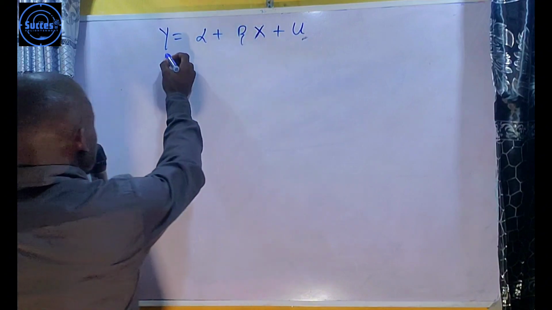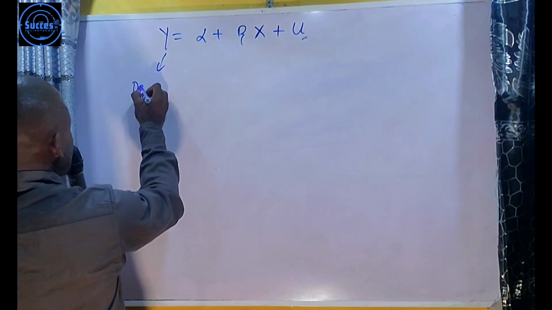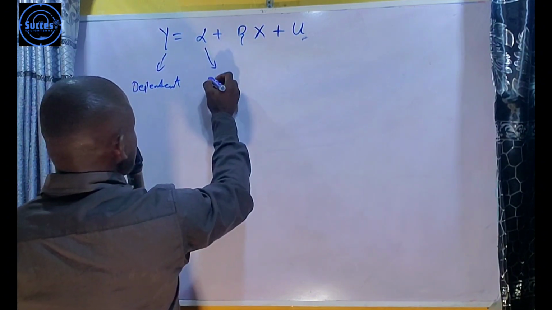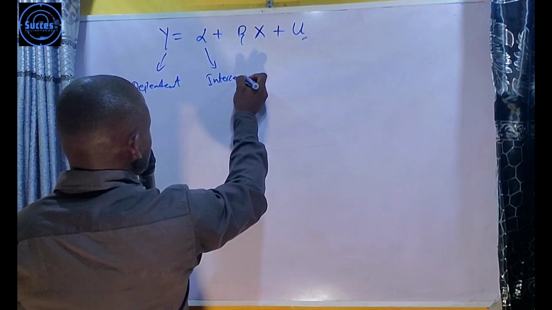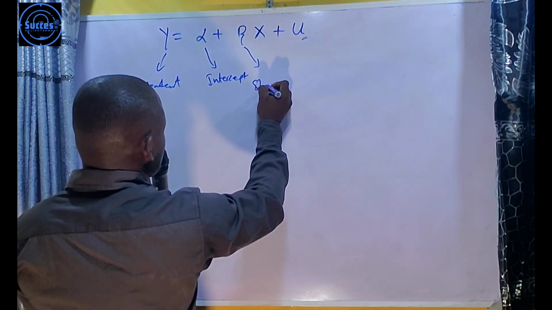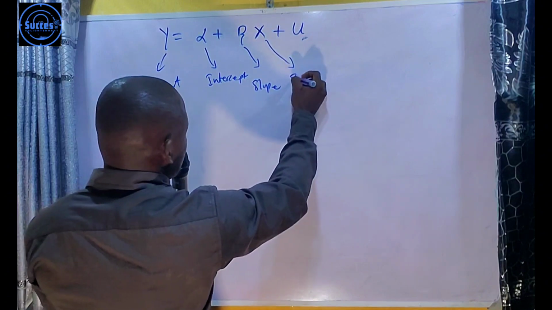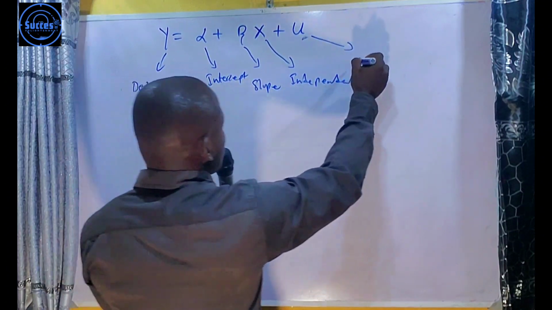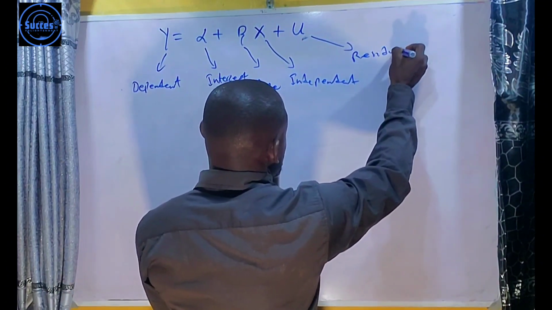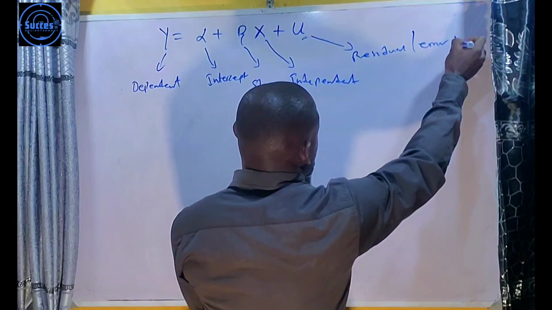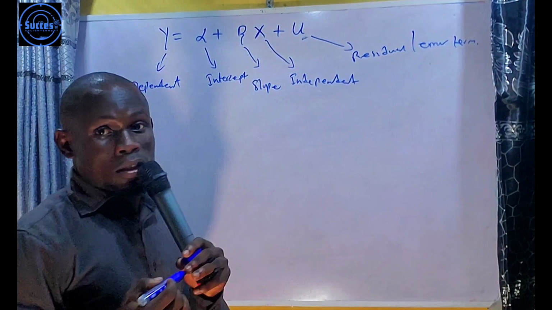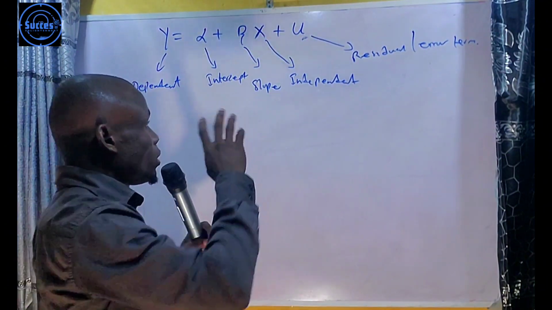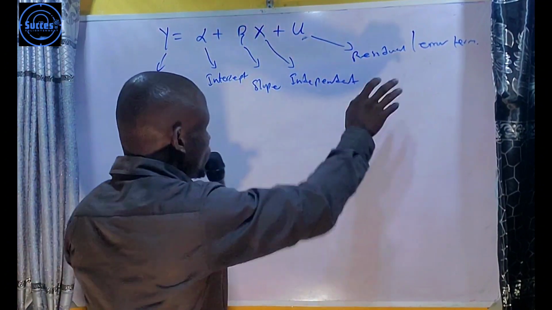You can label this as 1. This is the dependent variable, this is the intercept, this is the slope, this is the independent variable, and this is the residual or error term. Don't worry, in a previous video we've already explained what each and every one of these means.